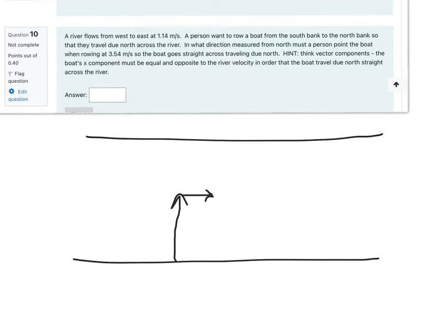So what's going to happen is you get in the water, you point the boat straight across, and you're going to go in this direction. And this is your rowing speed. That would be your speed if the water weren't moving, but it's moving, and so you're going to go in this direction at this speed, and you're going to end up here.